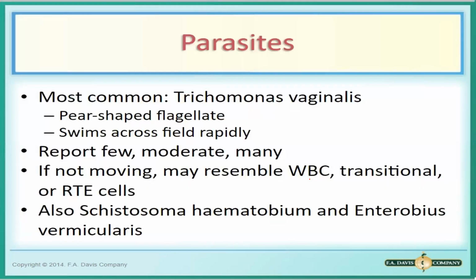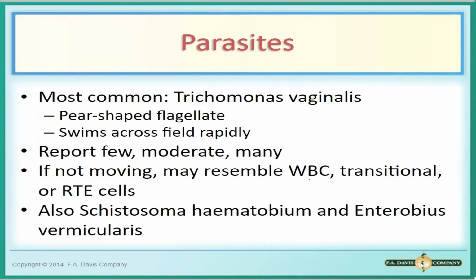Parasites. Most common natin, Trichomonas vaginalis. Parasites are only usually contaminants lang. Hindi talaga siya galing sa inyong urinary tract. Okay? Contaminants lang. So, we have first, letter A, that is Schistosoma haematobium. It inhabits the vein in the urinary bladder wall, kaya siya sumasama sa inyong urine. Letter B, Trichomonas vaginalis, which is the pear-shaped flagellate, swims across field very rapidly, which is the most usual parasite. And then Enterobius vermicularis.